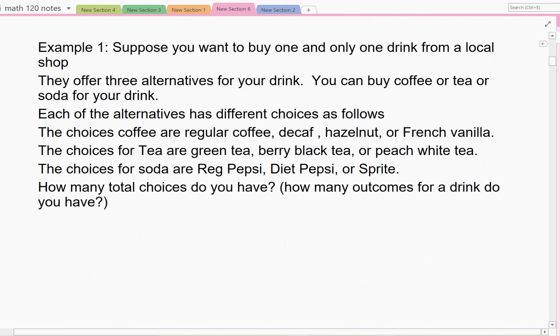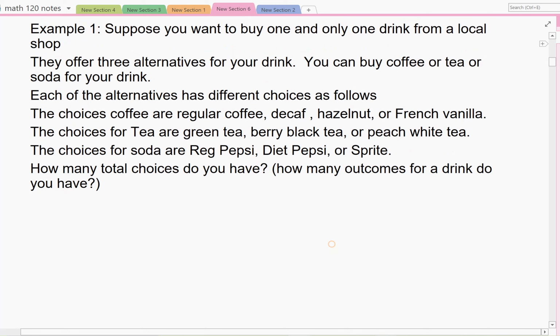So a simple example. Suppose that you want to buy one and only one drink. I'm going into a local store, and I want to buy one beverage. They offer three different types of drinks, three alternatives. You could buy a coffee or a tea or a soda. Coffee is different than tea and different than soda. There are three different choices I could make, and it's or. I'm only buying one, so I could buy a coffee or a tea or a soda. I can't buy all three. I can buy one or the other.